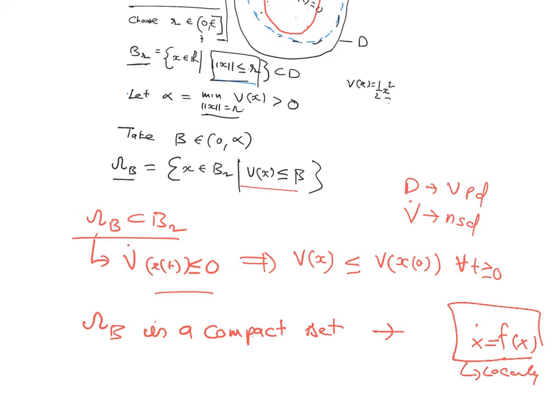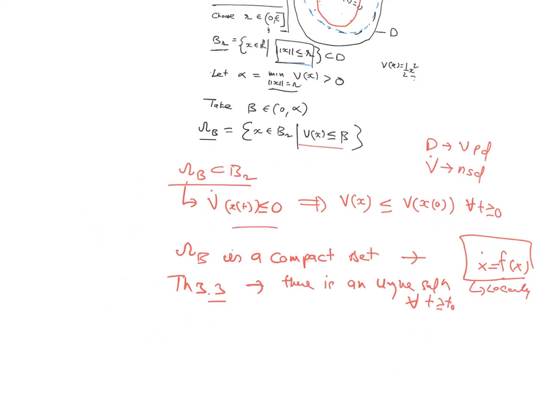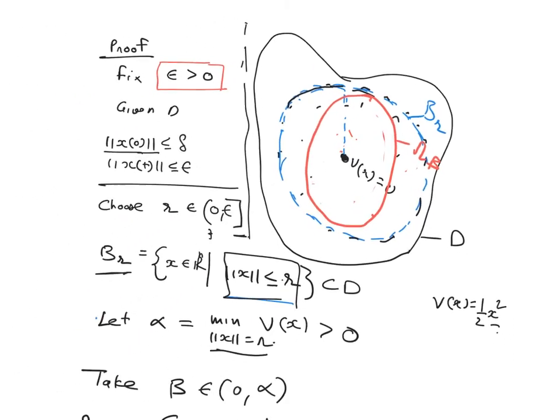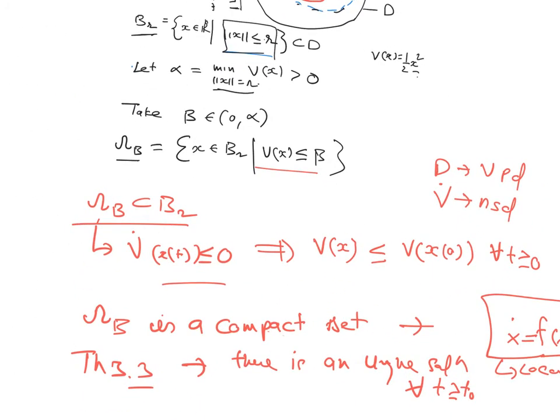If you remember your theorem 3.3, from 3.3 you can say that there is a unique solution for all t greater than or equal to t0. Why? Because it is locally Lipschitz and it is not leaving this set. That was the theorem there. So we have shown that if it is negative semi-definite, it will not leave that omega beta set, which is compact. Therefore, the first part of the proof, at least, is showing that there is a unique solution, and that's important. We have proved that there is a unique solution because it does not leave that set.